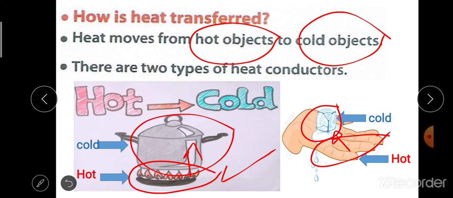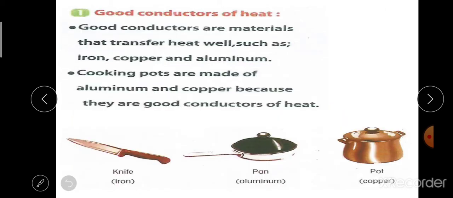In today's lesson, we need to know the types of the heat conductors. We have two types of heat conductors. What are they? The first one is good conductors of heat. One more time. Good conductors of heat. What are the good conductors of heat?